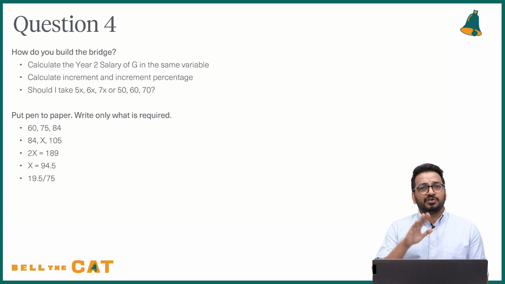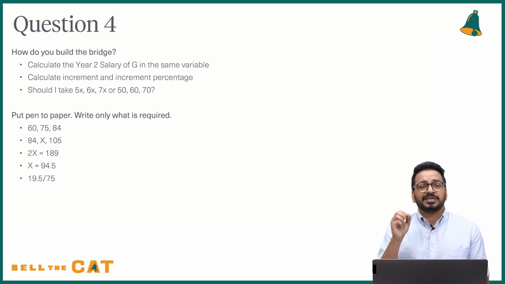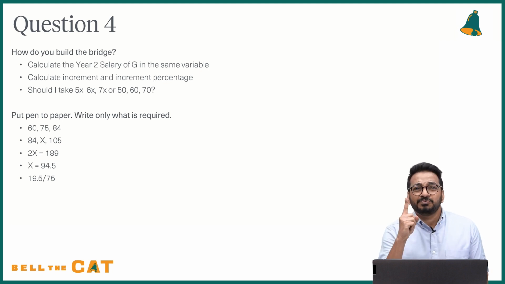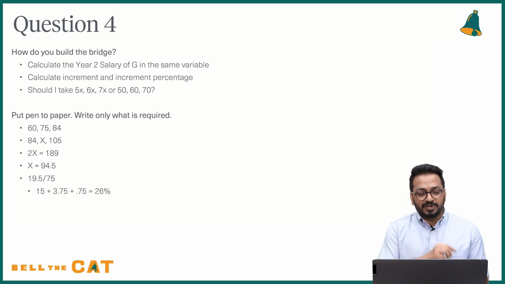10% is 7.5. 20%, 7.5 into 2, 15. So it's definitely more than 20, right? What is the balance? 4.5 is left, right? 7.5 is 10%. Half of 7.5 is 3.75, right? So that means 20% plus 5% is 25%, and 3.75. Out of 4.5, how much is left? 0.75. 0.75 is 1% of 75. So I need 20%, 5%, 1%. That is 15 plus 3.75 plus 0.75. It's 26%. You can also use the calculator.